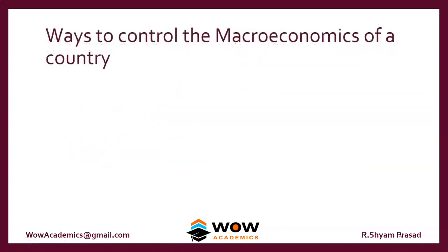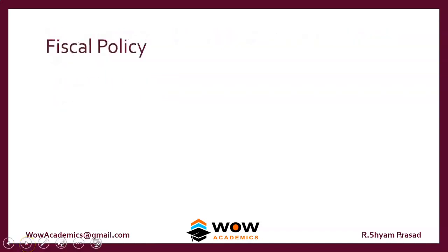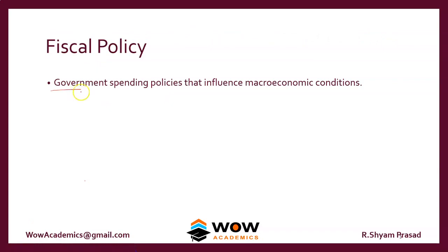So how does a country achieve its macroeconomic goals? There are two ways to achieve macroeconomic goals. One is through fiscal policy and the other one is through monetary policy. So we'll start discussing fiscal policy. It refers to government spending policies that help to achieve the macroeconomic goals. So whenever the government tries to push the economy or slow down the economy through its policies, that is called fiscal policy.